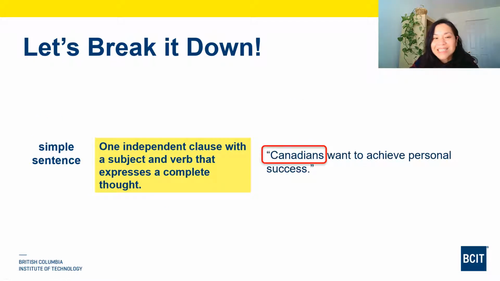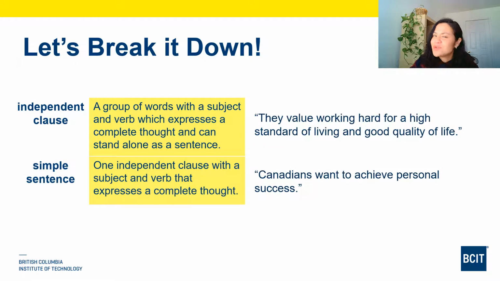And this is a simple sentence. There's a subject and a verb and a complete thought with no words like even though or although added to it. Have you noticed something about these two definitions and sentences? If you guess that they are almost the same, then you are absolutely right. An independent clause is a simple sentence.